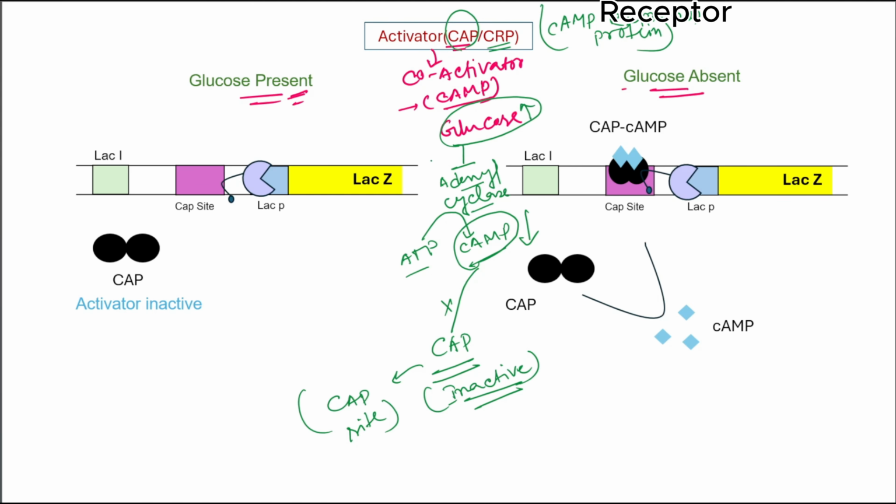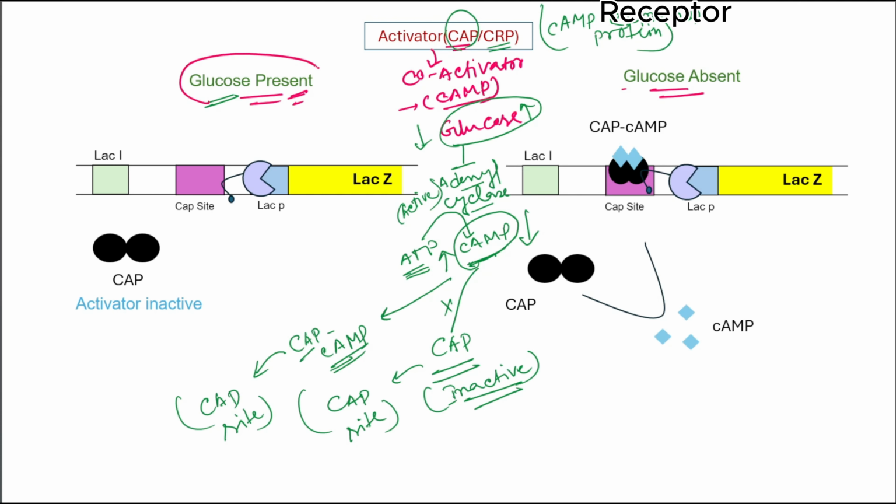So if the glucose is absent, then adenyl cyclase is active, that is, it cannot be blocked by the glucose. So ATP is converted into cAMP, then cAMP is high, then cAMP can bind with CAP, then form the CAP-cAMP complex. Then this CAP-cAMP complex can bind with the CAP site. So let's see how they work.